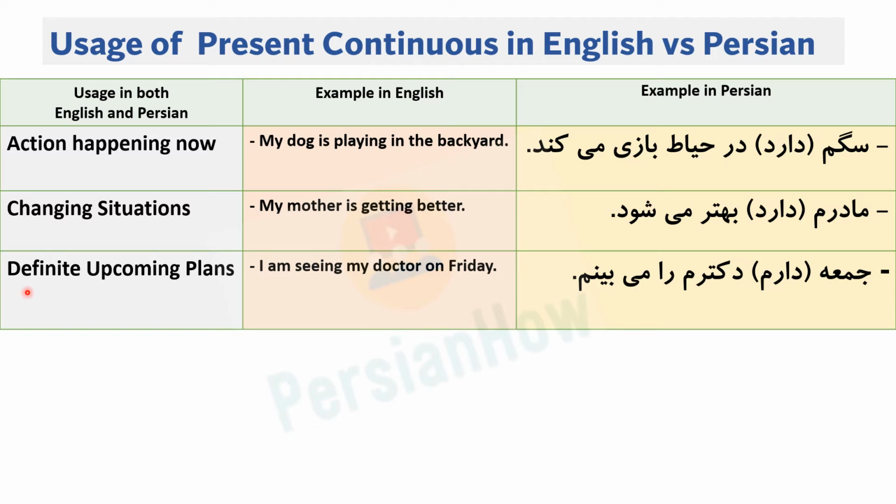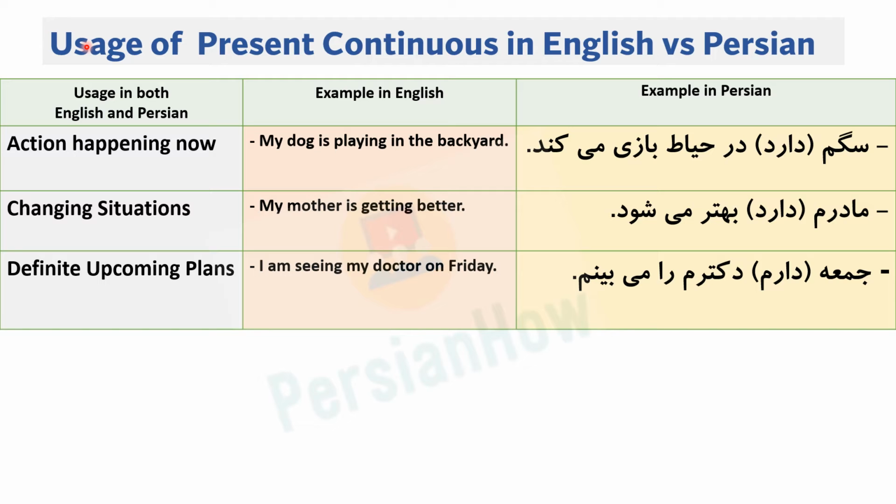Or it is used for definite upcoming plans. For example, I am seeing my doctor on Friday. جمعه دارم دکترم را می بینم. In English, you say doctor. In Farsi, we say doctor. But remember, for this one, it is only used for very near future plans. For example, plans that are going to happen within the next few days or maximum a week, not something that is going to happen in a year.